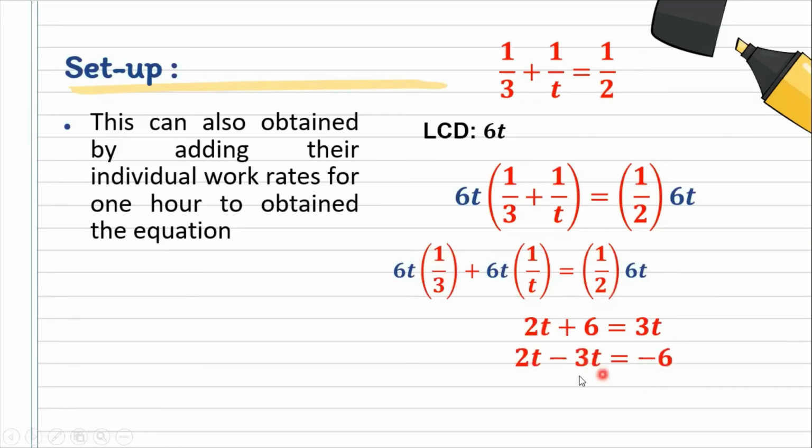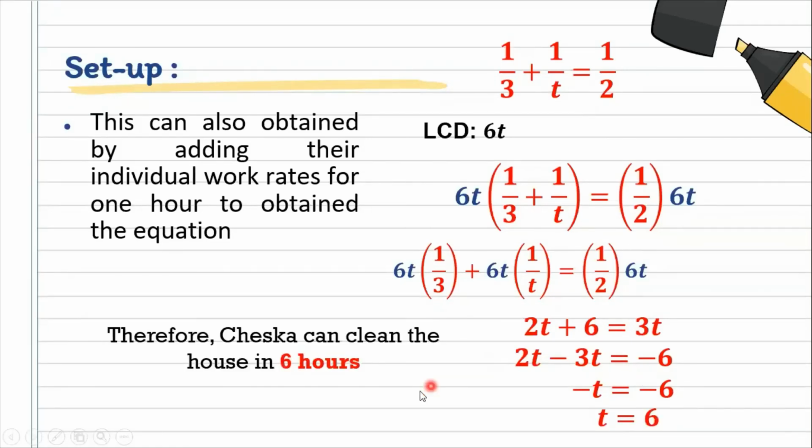Then combine like terms: we have 2t minus 3t is equal to negative 6. And then negative t is equal to negative 6. So our value of t is equal to 6. Therefore, we can conclude that if Cheska cleans the house alone, it takes her 6 hours to do the task.